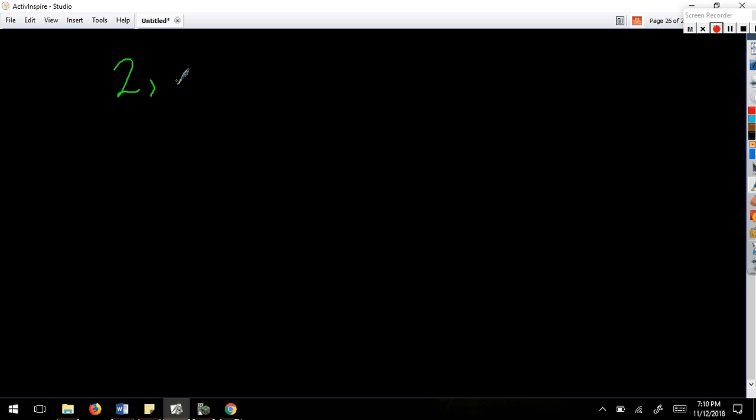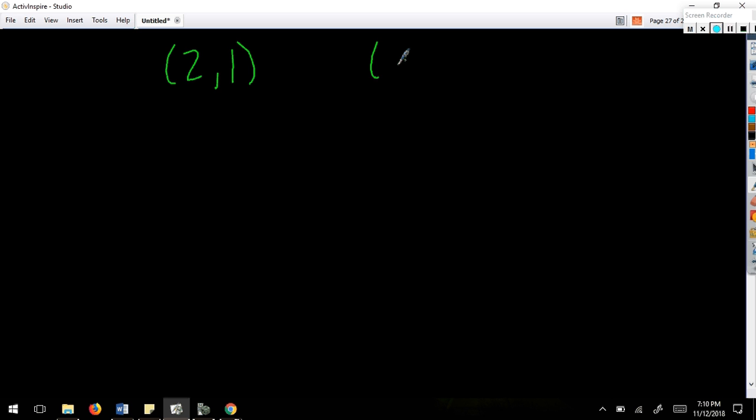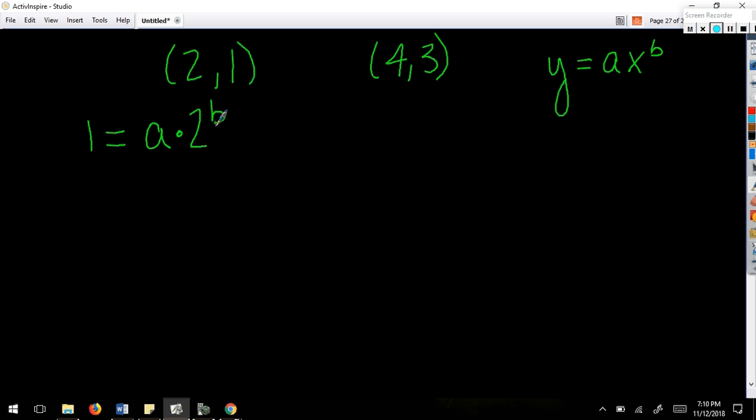Let's say we have the points (2, 1) and (4, 3). Okay? And I want the equation this time in the form of a power function, so a times x to the b power. Same situation, same scenario. I'm going to set up my two equations. So 1 equals a times my x, which is 2, to the b power.